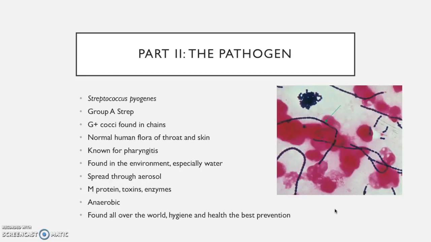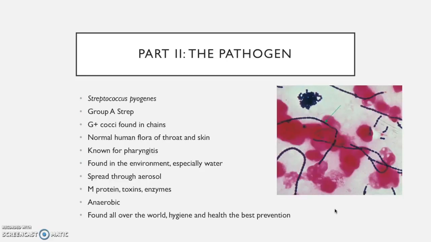It is spread through aerosols, so strep throat is contagious if you're around other people. So other types of strep infections won't necessarily be as infectious from person to person. Some of the virulence factors include the M protein, toxins, and enzymes. And it also thrives in oxygen-free environments.